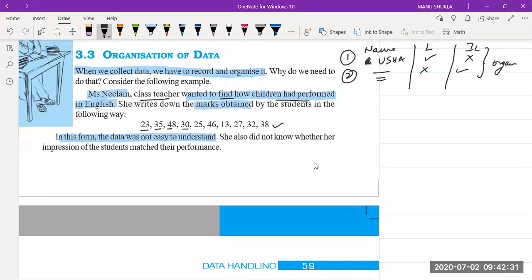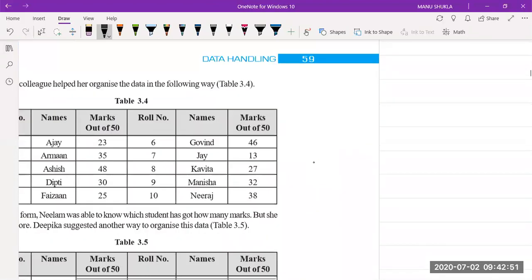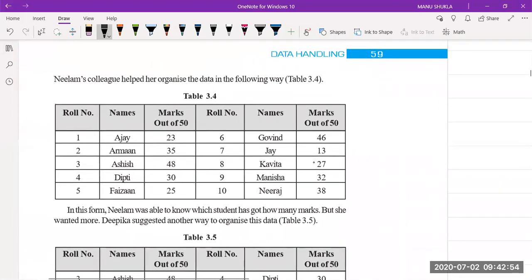So let's see. This is the data. This data can be helpful at the same time. But after 2 days, when she sees it, she won't be able to understand who had these 13 marks, who had these 48 marks. So she needs to organize this data. And to organize the data, she will make a table like this. You can see this table will help us in every way. She will write the roll numbers one by one like this, the names, the marks. Now it is easy for her. Even after 10 years, she can tell which student did good, which student did bad in that particular subject.